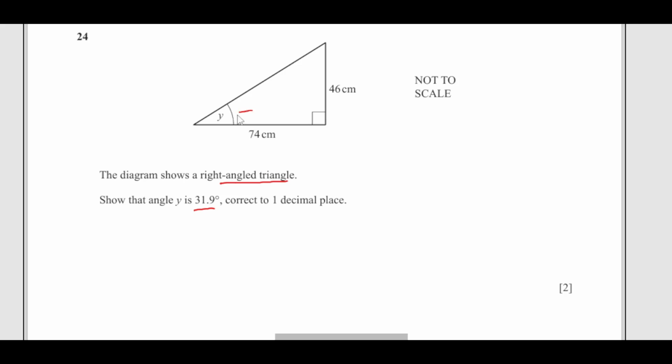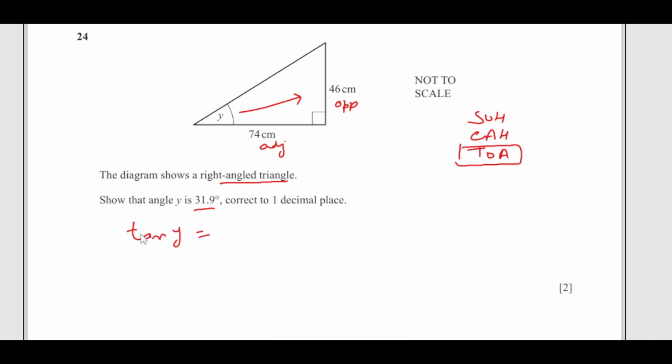Now the side opposite to the angle is called the opposite side, right? And the side which is adjacent to the angle is the adjacent side. So we are going to apply SOHCAHTOA here. We have the opposite side and adjacent, so we are going to use tan. So tan y is equal to opposite over adjacent. Opposite is 46 and adjacent is 74.